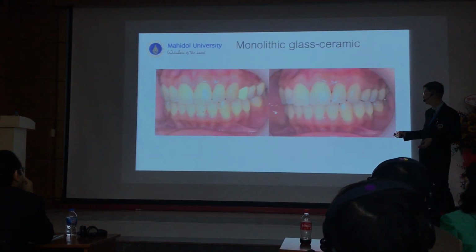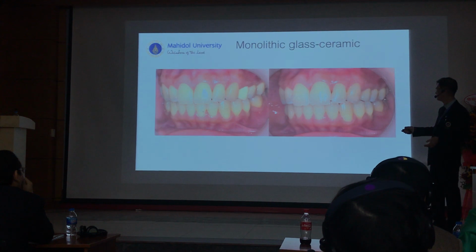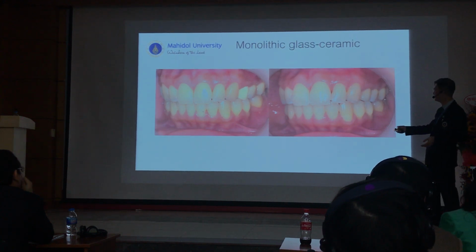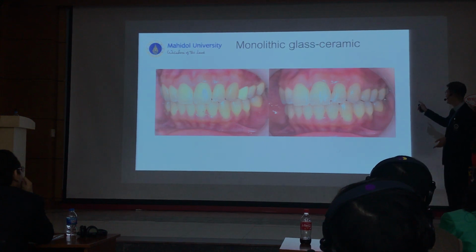And this one, the tiger slide. I made a monolithic crown, and this is a temporary crown. They are number 2 and 3. And finally, we made the crown for the patient. Just maybe last month, and then the patient is happy with the monolithic. Okay.